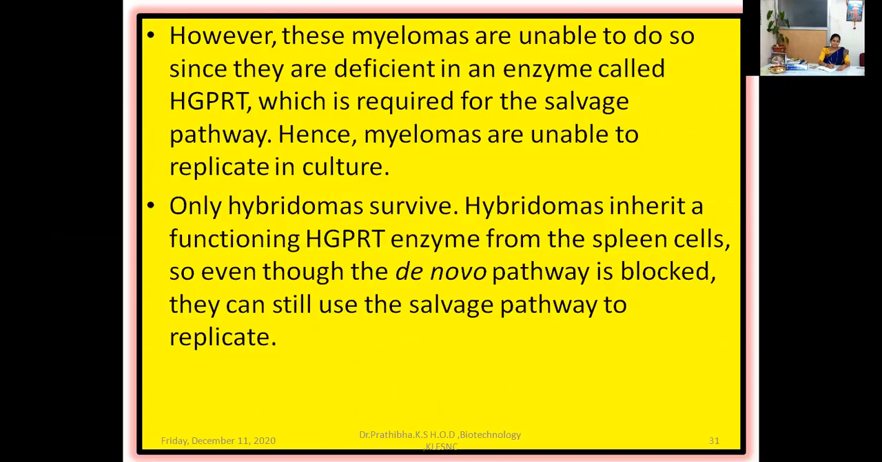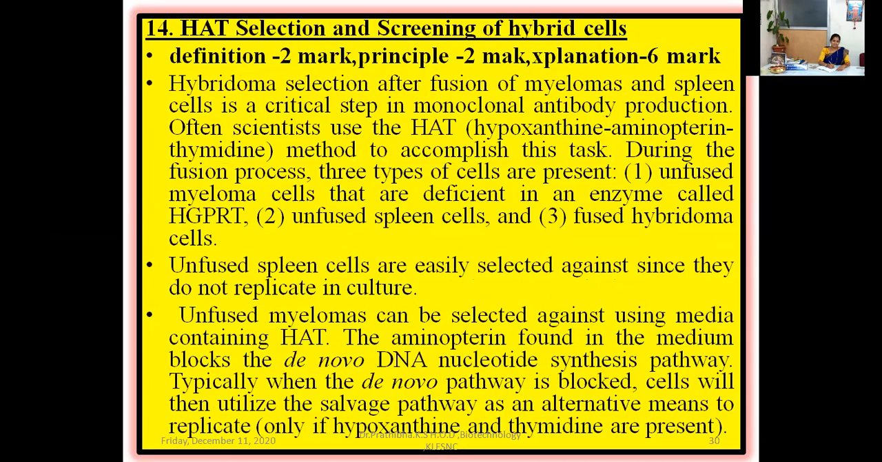Hybridoma selection after fusion of myelomas and spleen cells is a critical step in monoclonal antibody production. Often scientists use the HAT, that is hypoxanthine aminopterin thymidine method to accomplish this task. During the fusion process, three types of cells are present: unfused myeloma cells that are deficient in an enzyme called HGPRT, unfused spleen cells, and fused hybridoma cells.